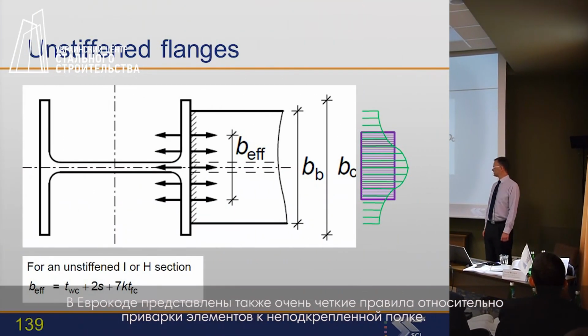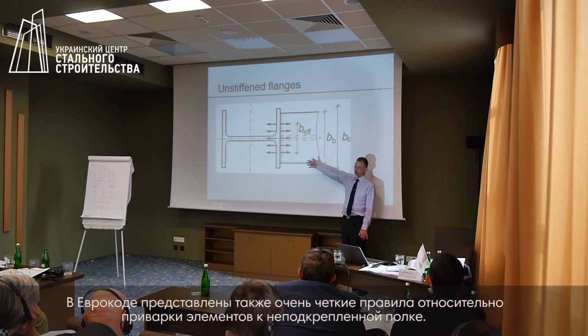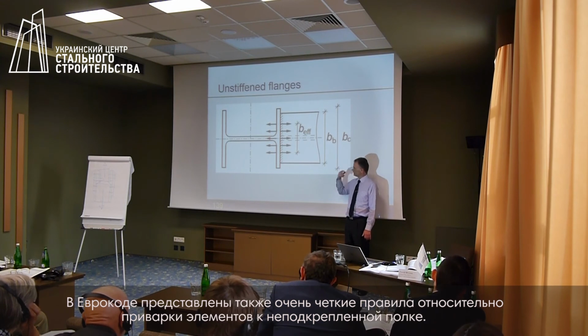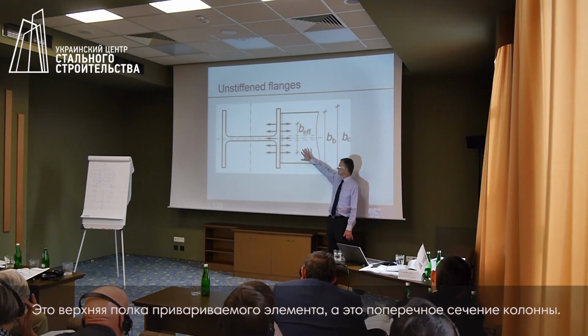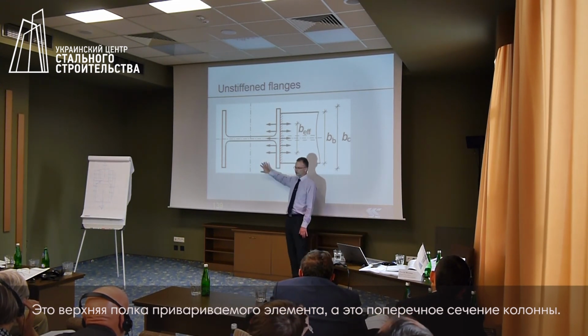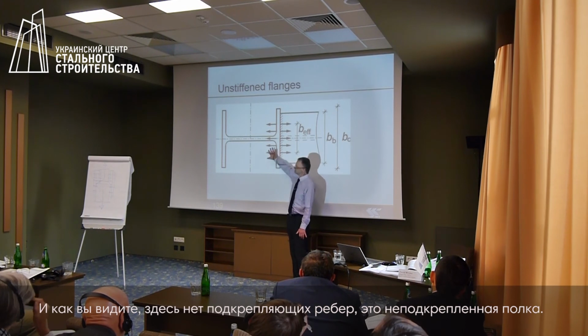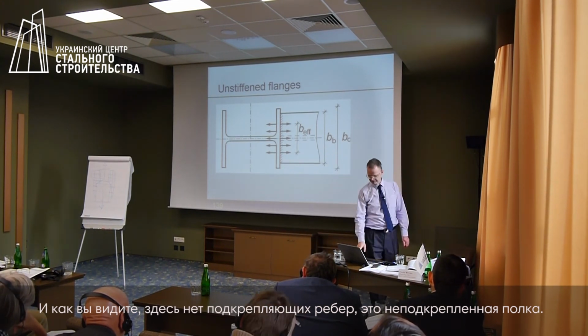The Eurocode also has some very clear rules when we weld a member to an unstiffened flange. So this is a plan view of the previous diagram. This is the top flange of a welded member. This is a cross-section of the column, and there are no stiffeners in here. This is an unstiffened connection.